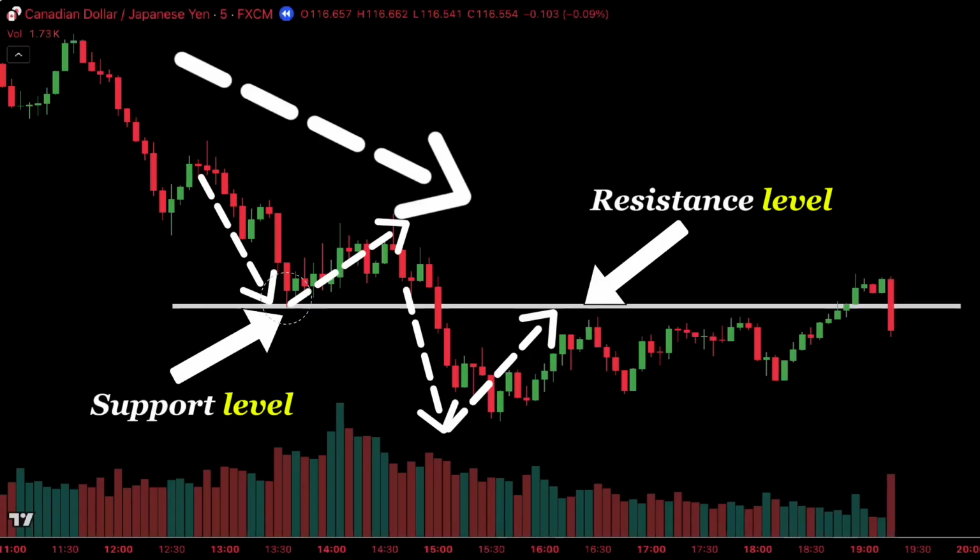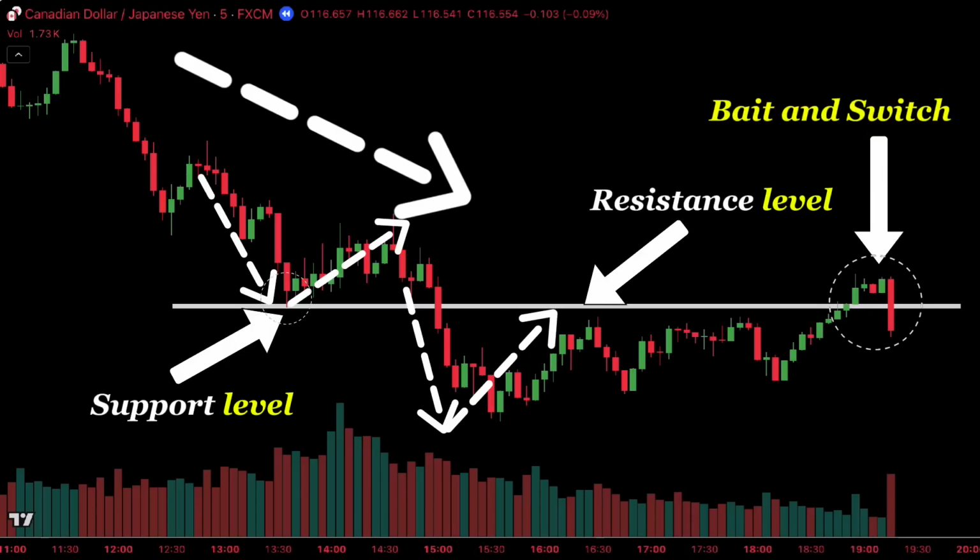When the market reaches this level again, it breaks above it briefly, and then closes back below. This is a bait and switch. It gives traders the impression that the market is going up, but then quickly reverses, trapping them. Now look at the volume below. You can clearly see a strong increase in selling volume, which indicates strong selling pressure. This suggests that institutions are entering the market after the trap.